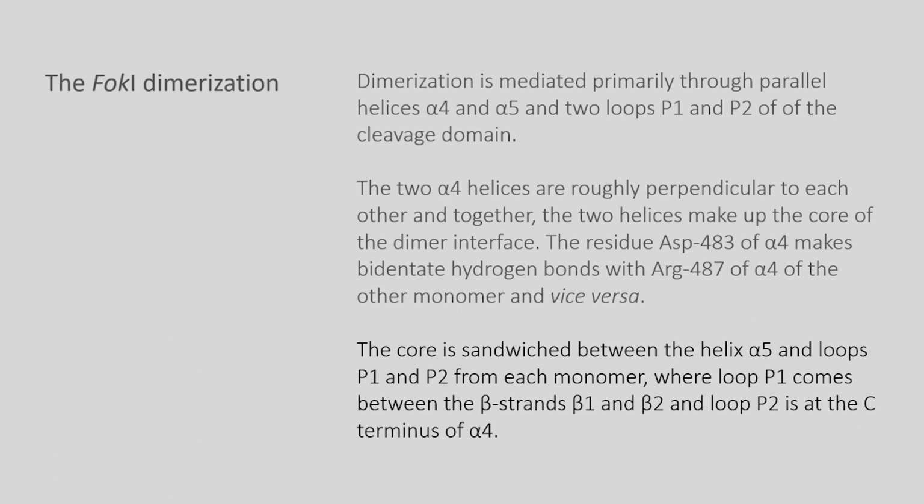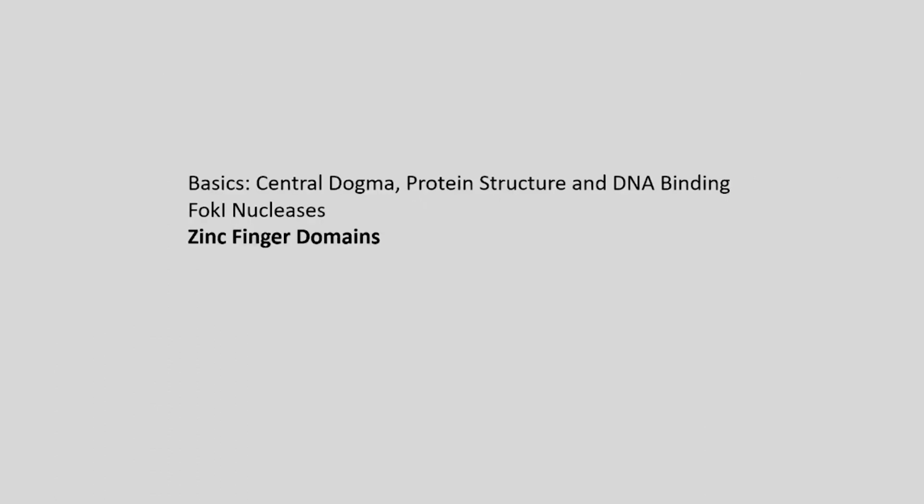The core is sandwiched between the helix alpha 5 and loops P1 and P2 from each monomer, where loop P1 comes between the beta strands beta 1 and beta 2 and loop P2 is at the C terminus of alpha 4. So, let us now move on to another important concept required for the ZFN technology, the zinc finger domains.